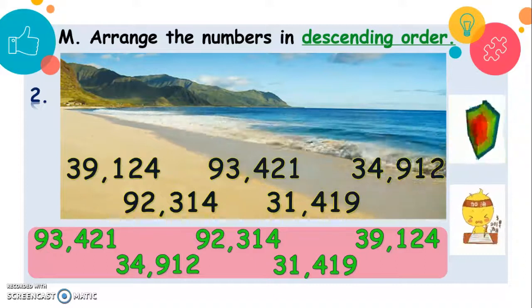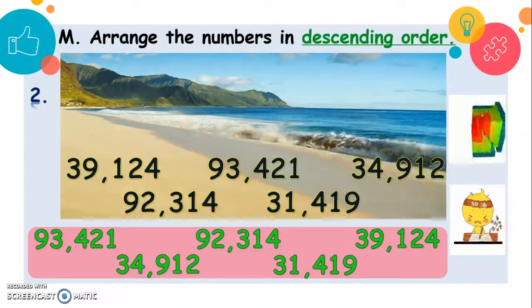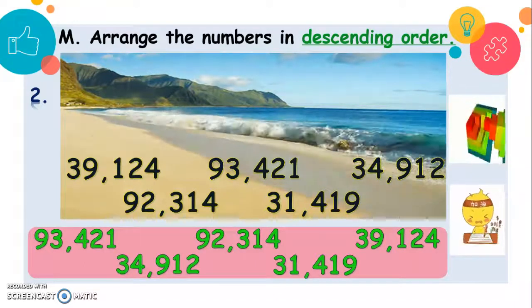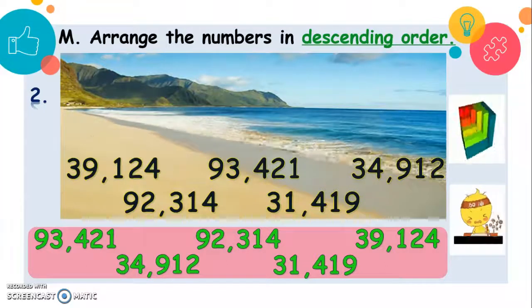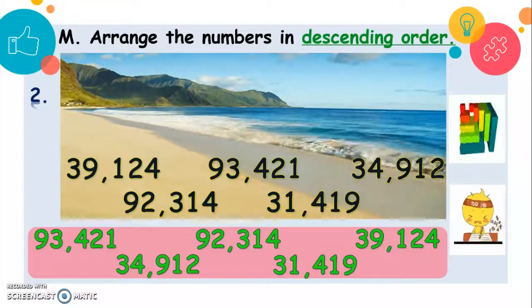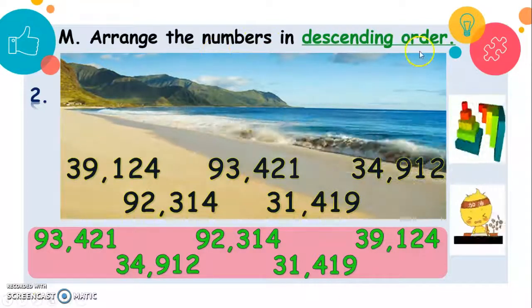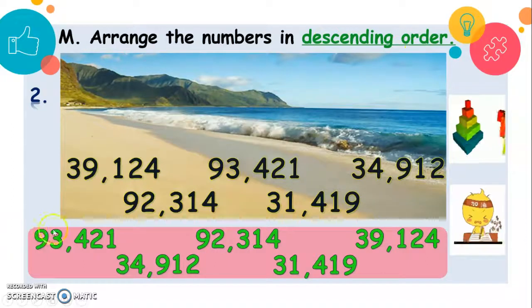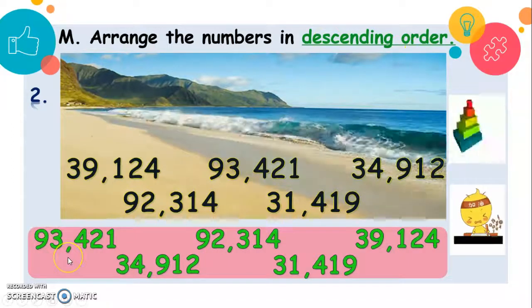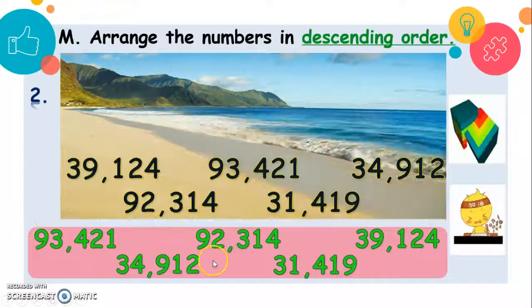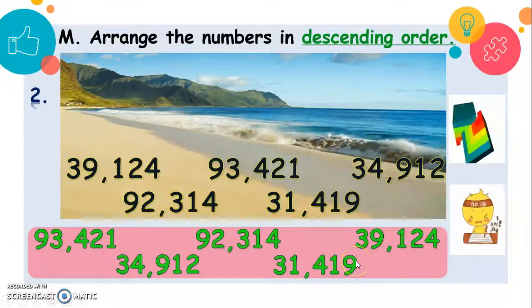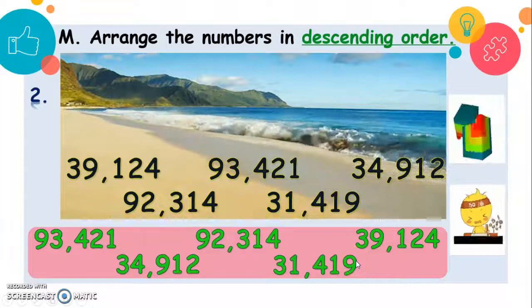I hope that you will remember the difference between ascending order and descending order. Again, ascending order should start from smallest to greatest number. And for descending order, we start from the greatest number, just like the one in this example, starting from the greatest number and then going down to the smallest number. Try to review the lesson whenever you have the time.